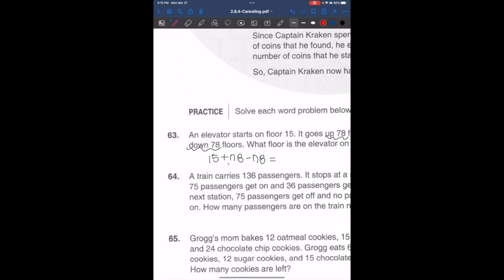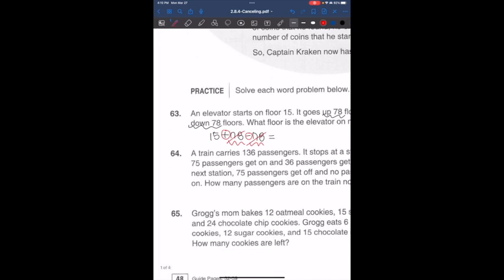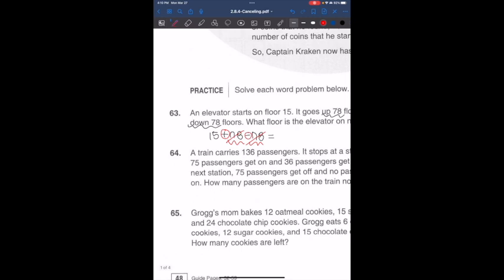Again, we have the same number, 78, but one is positive and one is negative. And so these two add up to zero and we can cancel them out. Now that's going to give us 15 plus 0 because these two canceled out is 0. So our final answer is 15. So it's on the 15th floor.